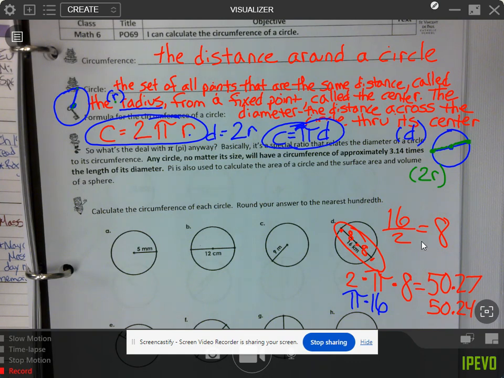Yes. Can I use my calculator? Is yours the one that was over there? Yeah, because I like my calculator. Yep.